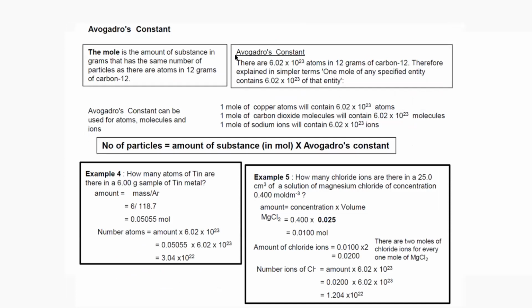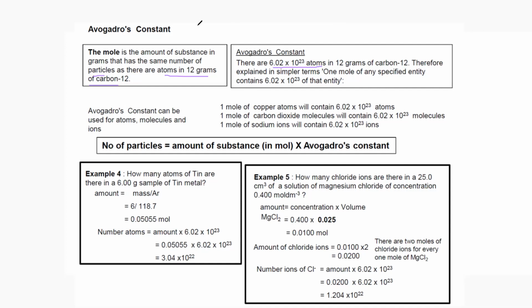Then how to find the number of particles, or the concept of Avogadro's constant? We know the mole is the amount of substance that has the same number of particles as there are in 12 gram of carbon 12. And in 12 gram of carbon 12, how many particles are there? It contains 6.02 into 10 to the power 23 particles. So if we have 6.02 into 10 to the power 23 particles, we call that 1 mole of a substance, and this number is known as Avogadro's number.